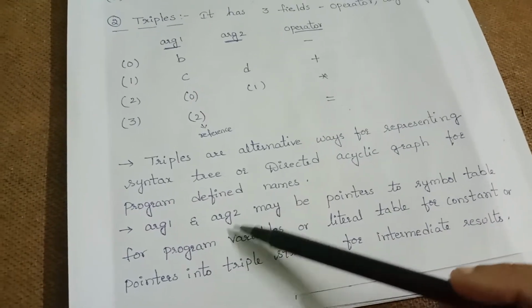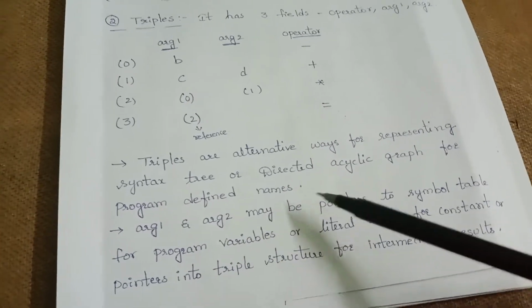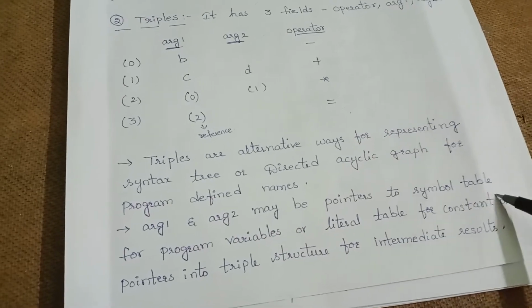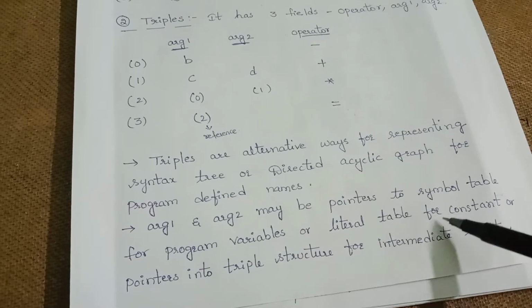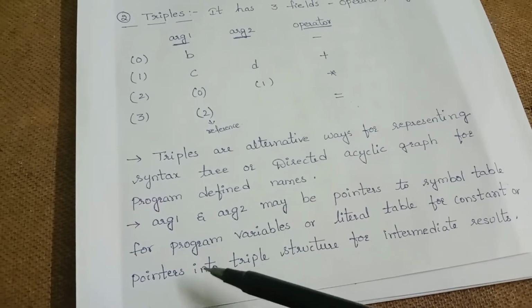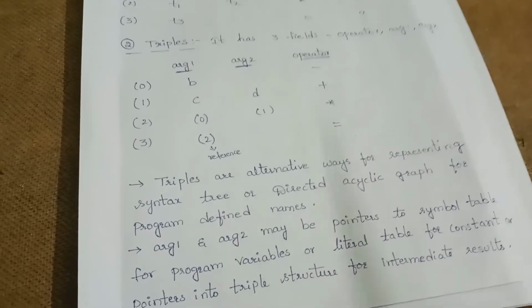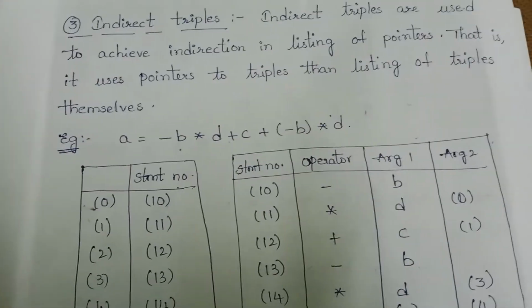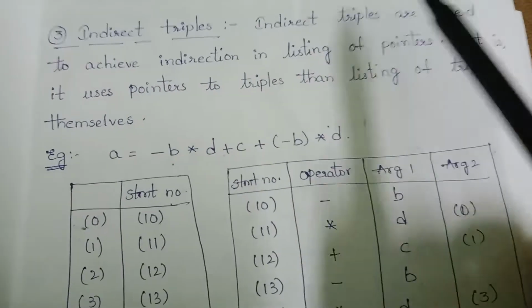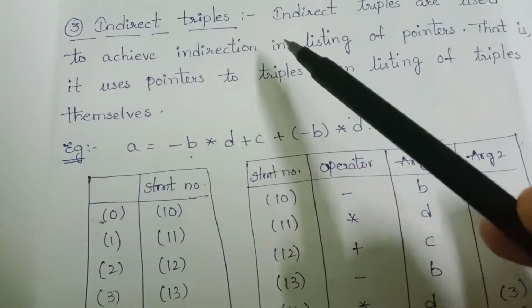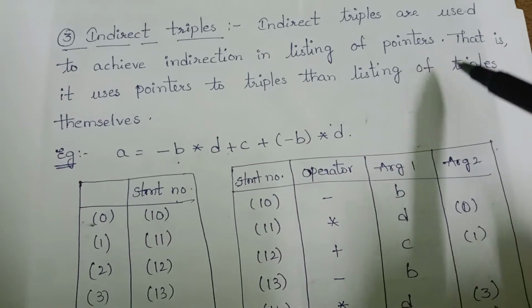So triples are alternative ways for representing syntax tree or directed acyclic graph for program defined names. Argument 1 and argument 2 may be pointers to symbol table for program variables or literal table for constant, or pointers into triple structure for intermediate results. And the next one is indirect triples. Indirect triples are used to achieve indirection in listing of pointers.